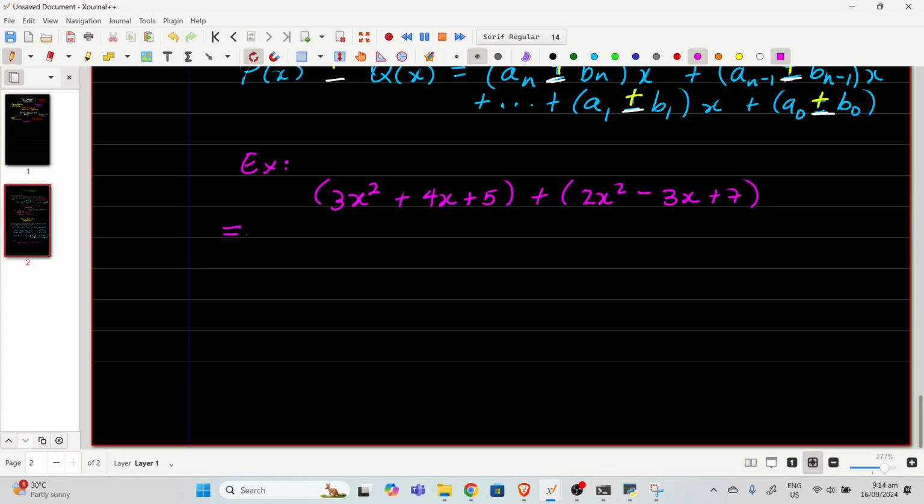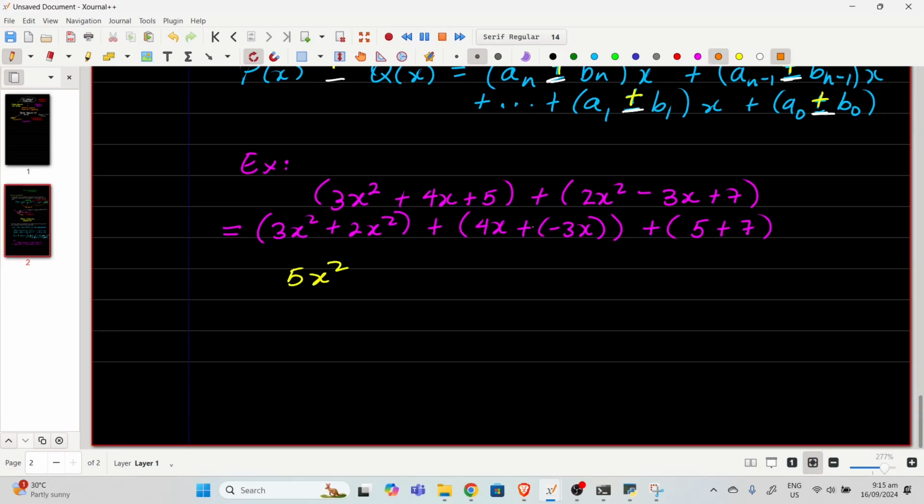Then what we have to do is group the terms that have the same powers. So we'll have here 3x squared plus 2x squared, adding to 4x plus open bracket minus 3x close bracket, plus 5 plus 7. All right, let's simplify and solve each of these. So this here turns out to be 5x squared.